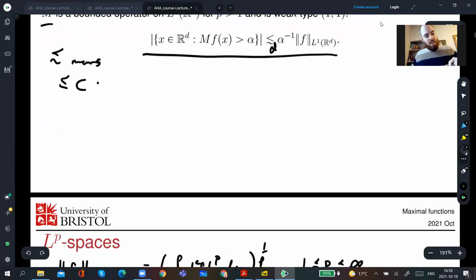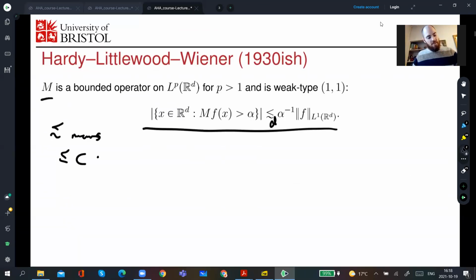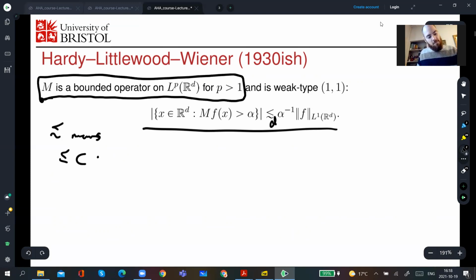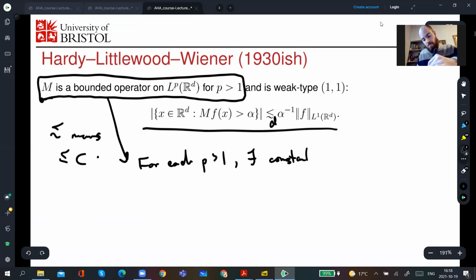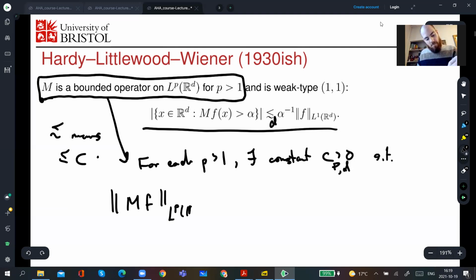So what it means for M to be a bounded operator now on LP means that for each p greater than 1, there exists some positive constant, call it C. And it is allowed to depend on p, and it is allowed to depend on the dimension of Rd, such that the LP norm of this maximal function is at most that constant times the LP norm of the original function.